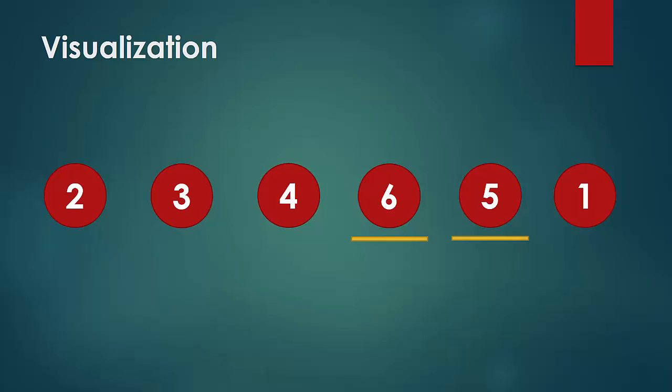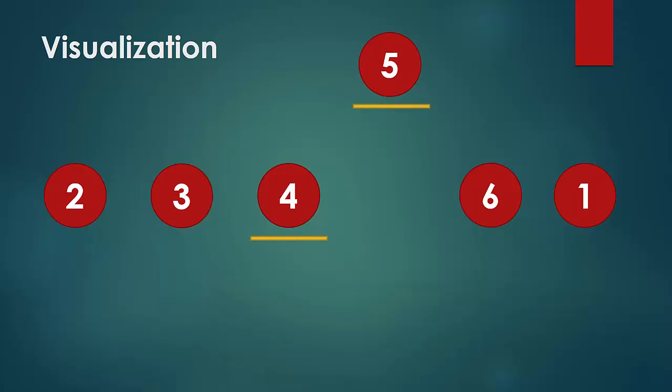And now we're going to compare 5 to 6. 6 is larger than 5, so 6 slides up. We're going to compare 5 with 4. And just as it was previously, 6 was the largest element because 4 is smaller than 5. So 5 slides in right there.